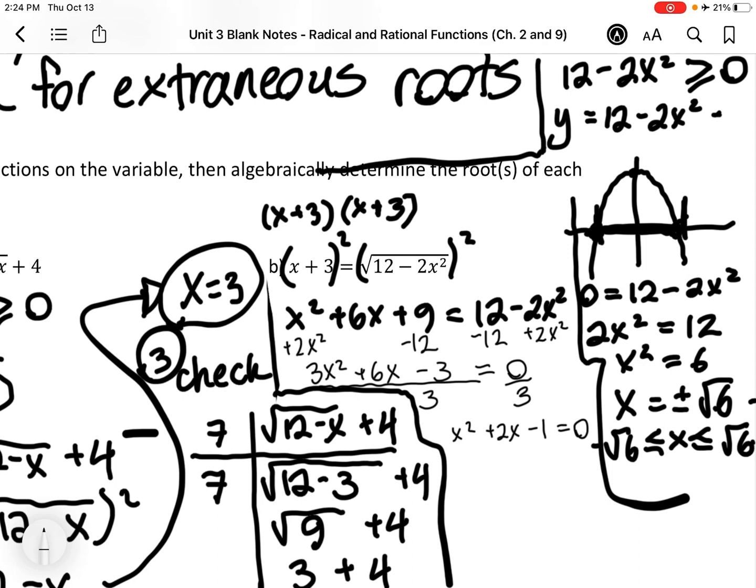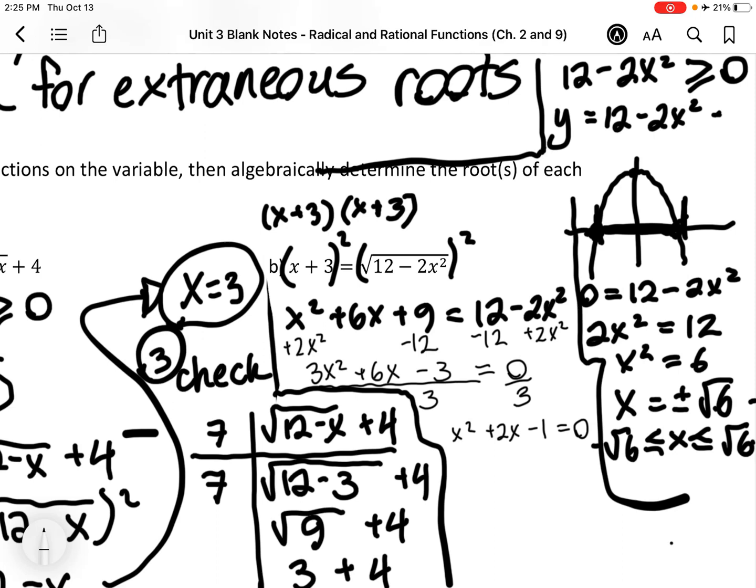Now, if this is factorable, I'd be looking for two numbers that multiply to negative 1 and add to 2. And we actually can't find two numbers that do that. So this is not factorable. That doesn't mean that there's no solutions. What it means is that if there are solutions, they will be irrational. So I'm going to have to use the quadratic formula here. That is on your formula sheet, so you don't have to have it memorized. But we are going to have to utilize it sometimes.